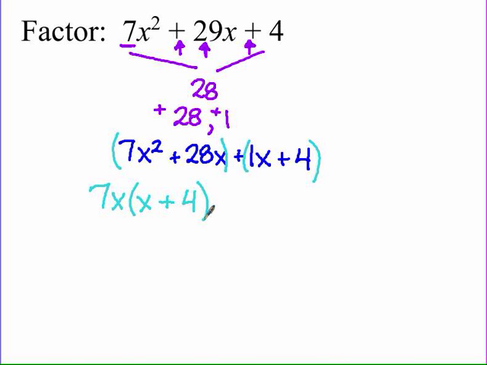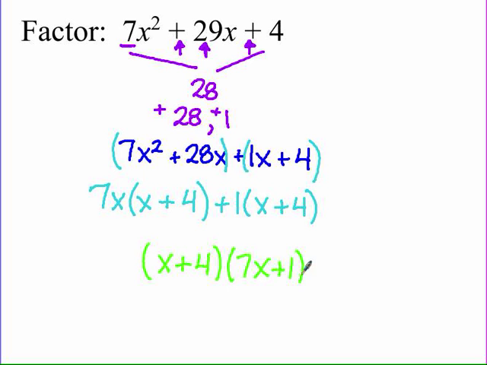I've got a 28x here. 7 times what is 28? The answer is 4, and I already have my x. Now, from this next bunch, is there something in common? 1. So that leaves me with x plus 4. So what will this entire thing factor to be? X plus 4 times 7x plus 1. If you're uncertain where that came from, remember these 2 match. If they don't match, you've done something wrong.